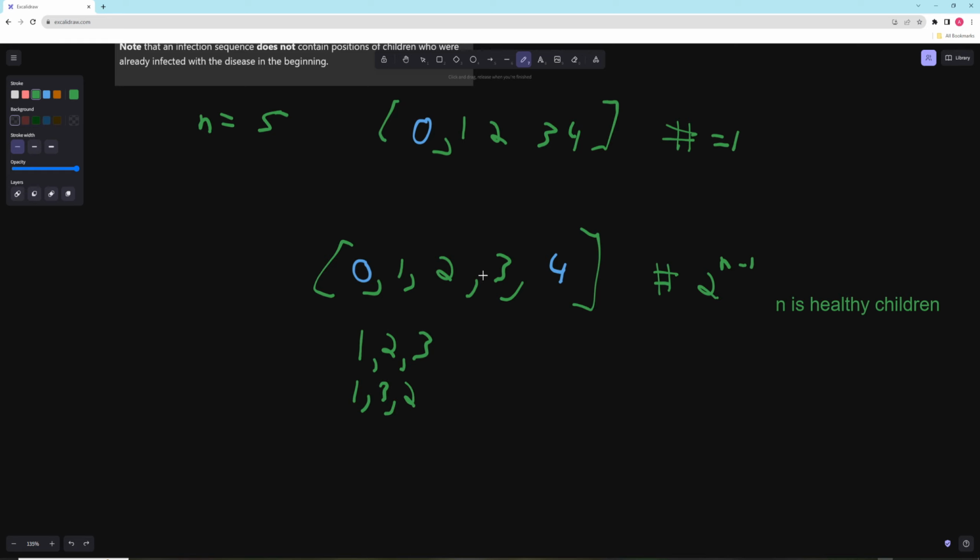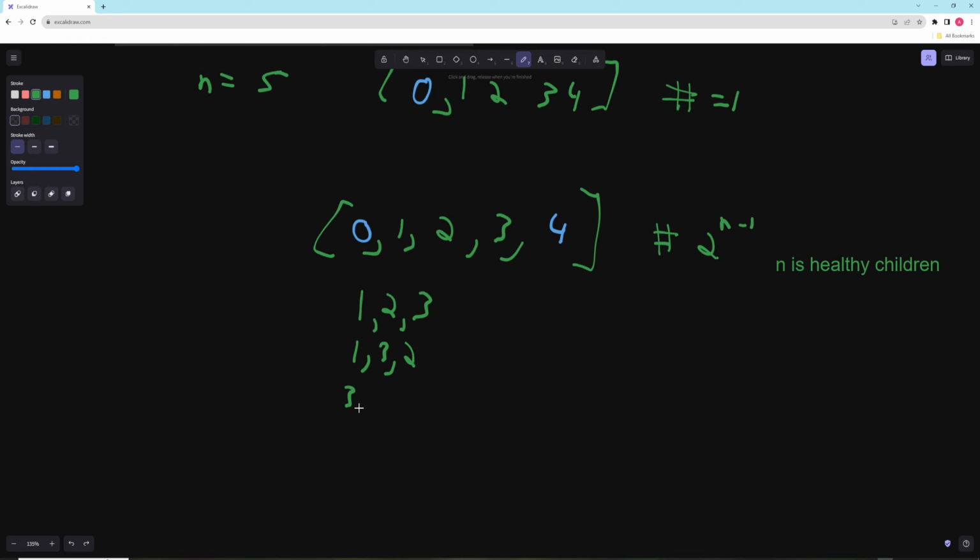Now if we go back, what if we pick 3 first? Then we can pick 1 or 2. So let's say we pick 1, then we pick 2. Or we can have 3, and then we can pick 2, and then 1. So these are all the combinations. So that is correct. Let's do one more for one extra number just to verify this completely.